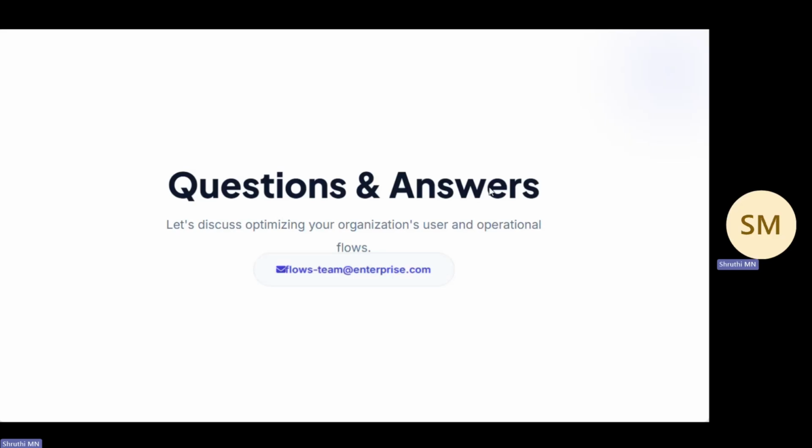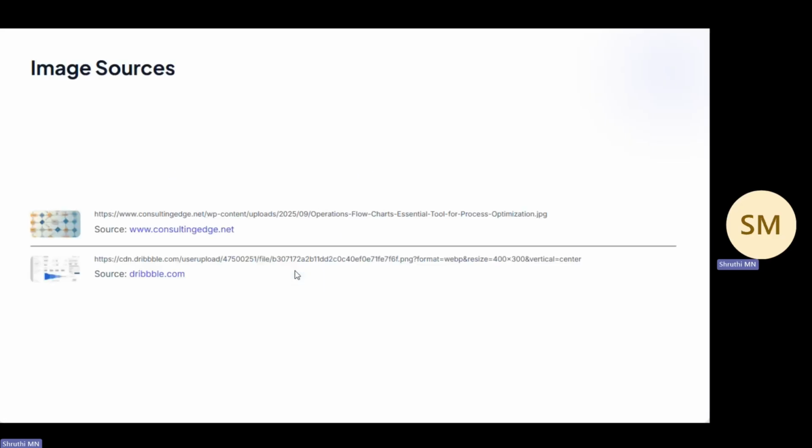This is where we can discuss how flow optimization can be applied to real world user journeys and operational processes. If you're learning Salesforce Flow, this is also a good point to think about your own automation scenarios.